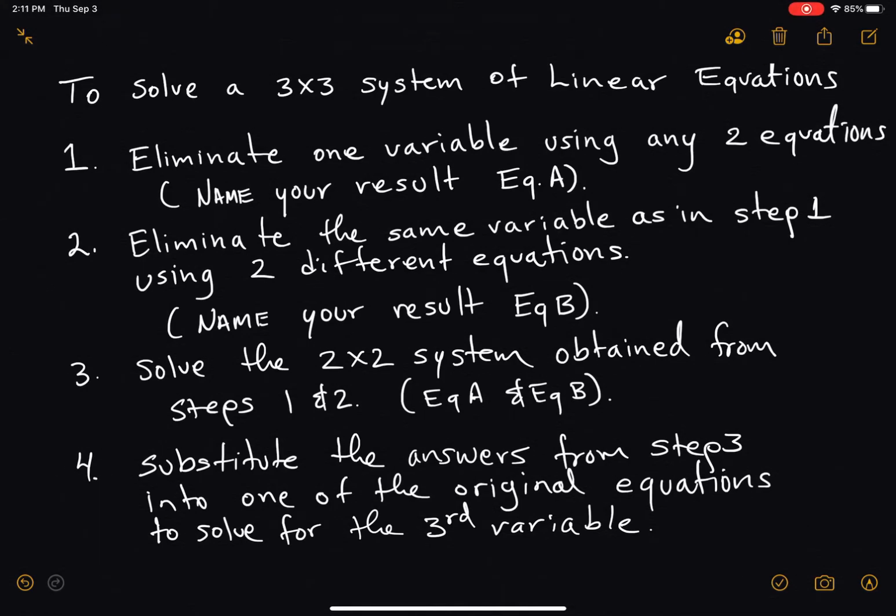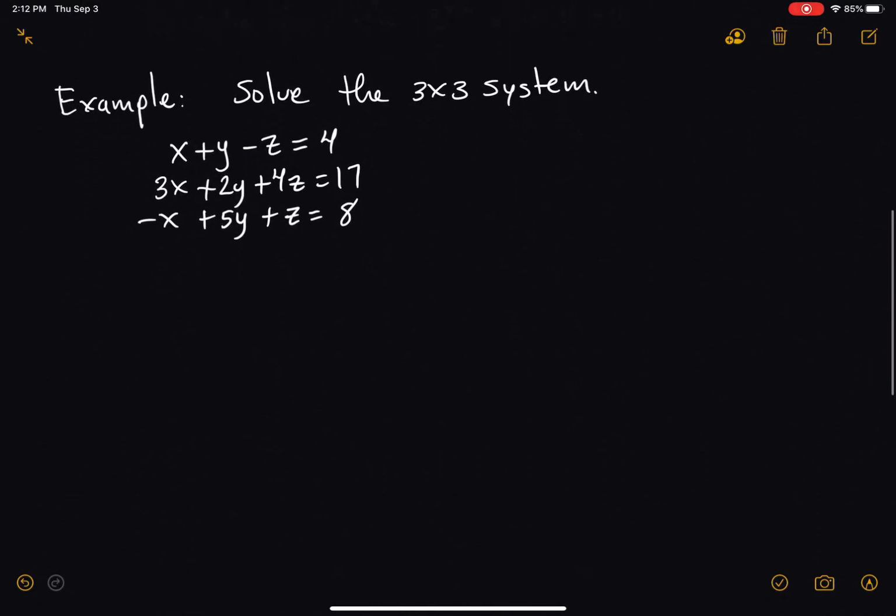Okay, students, in this video I'll be showing you an extra example on how to solve a 3x3 system of linear equations. These are the steps, so if you want to pause this video and read through them, we're going to eliminate one variable from two equations in step one, eliminate the same variable from two different equations in step two. We're going to solve a 2x2 system that is formed from the previous two steps, and then finally we're going to substitute back into one of the original equations. So pause the video, read these steps, and we're gonna follow them right here.